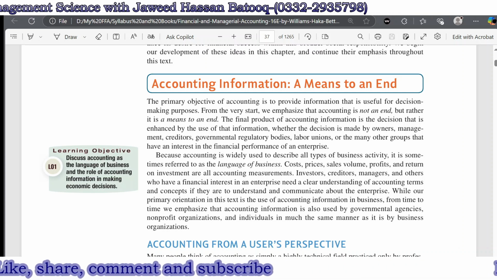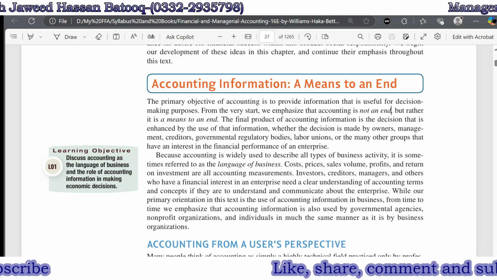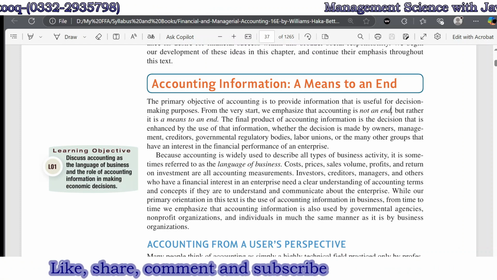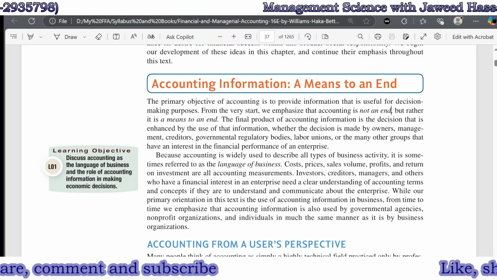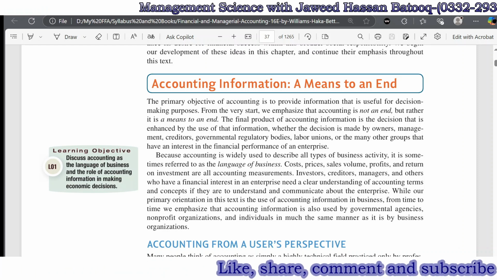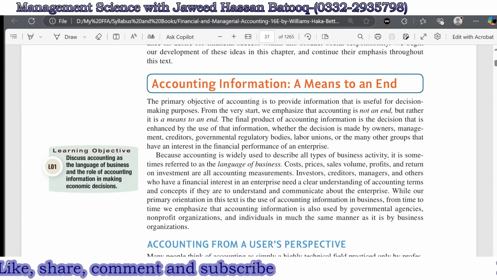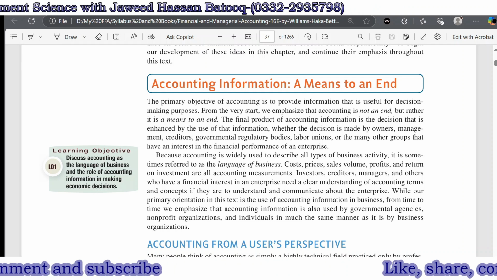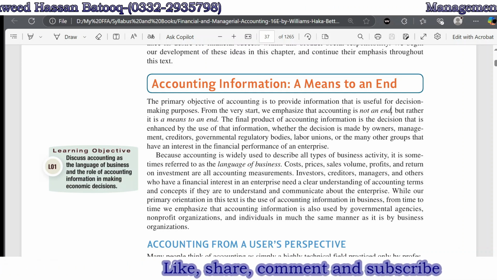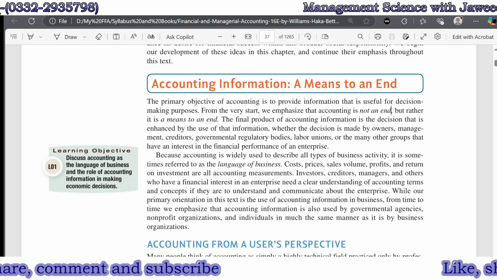Cost, prices, sales volume. There are many terminologies that are different from our normal life, and we should know the meaning of those terminologies as per accounting, and their measurement and treatment. Investors, creditors, managers, and others who have a financial interest in an enterprise need a clear understanding of accounting terms. It means that whosoever is connected to the business must have the concepts of accounting and must know the meaning of the terminologies, so that he can understand the accounting reports and make relevant decisions.